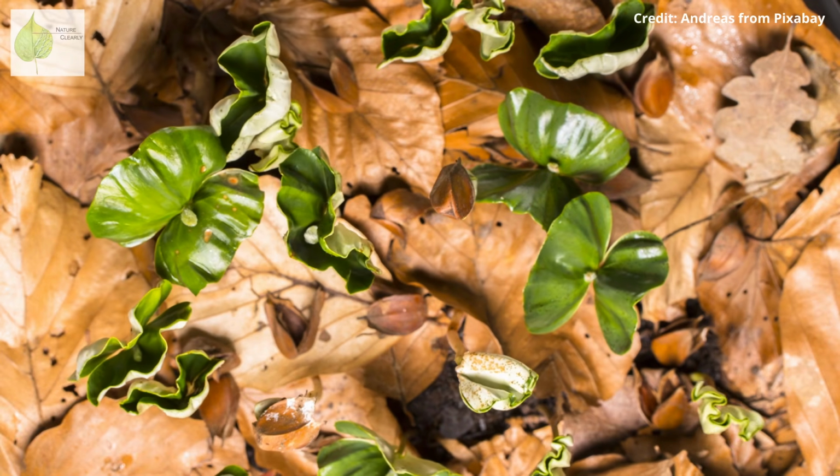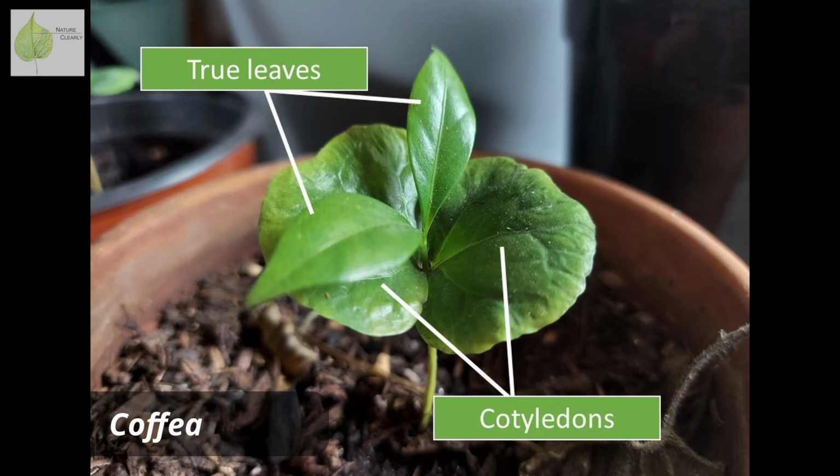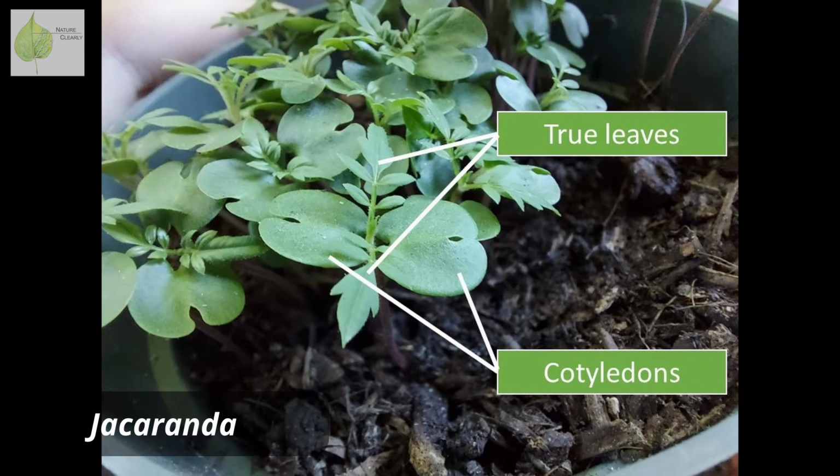They're actually present in the seed before it germinates, and they take on the role of photosynthesis before the plant grows true leaves. They're usually shaped quite differently from the true leaves, as you can see in this coffee plant or in these little jacaranda seedlings.